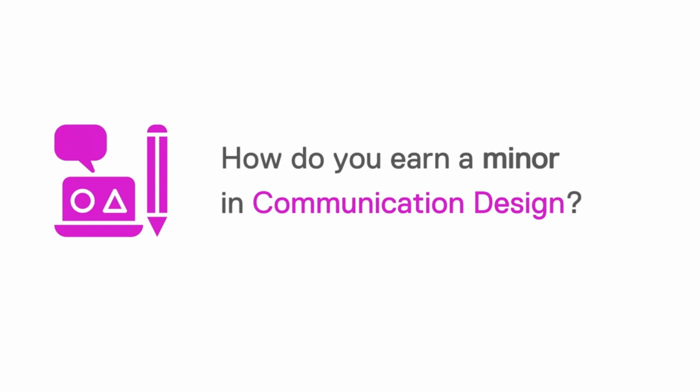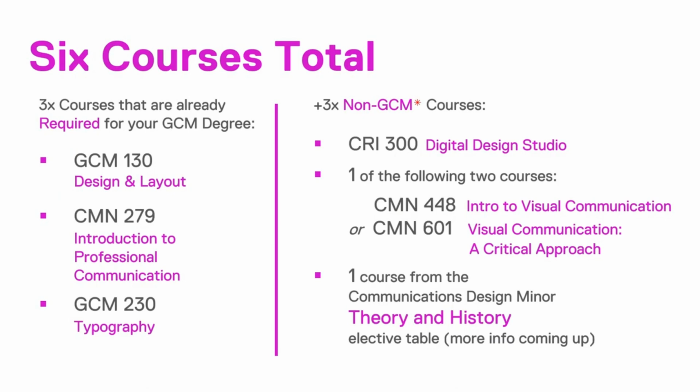So with that out of the way, the Communication Design minor is probably the most popular minor amongst GCM students, and it's not hard to see why. So what do you need to earn a minor in Communication Design as a GCM student? Well, you need to complete 6 courses in total. Some of these are specific courses, and some of them you can choose from a few different options. So let's go through the different courses and the choices you're going to have to make to complete the minor.